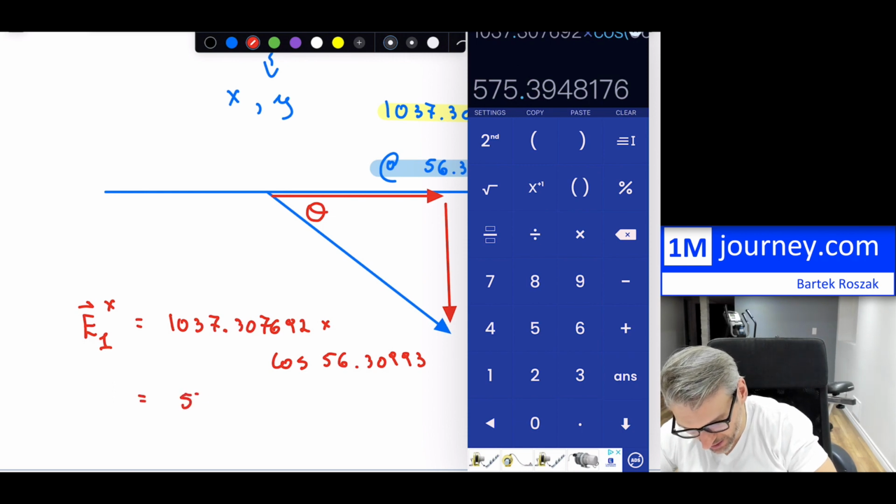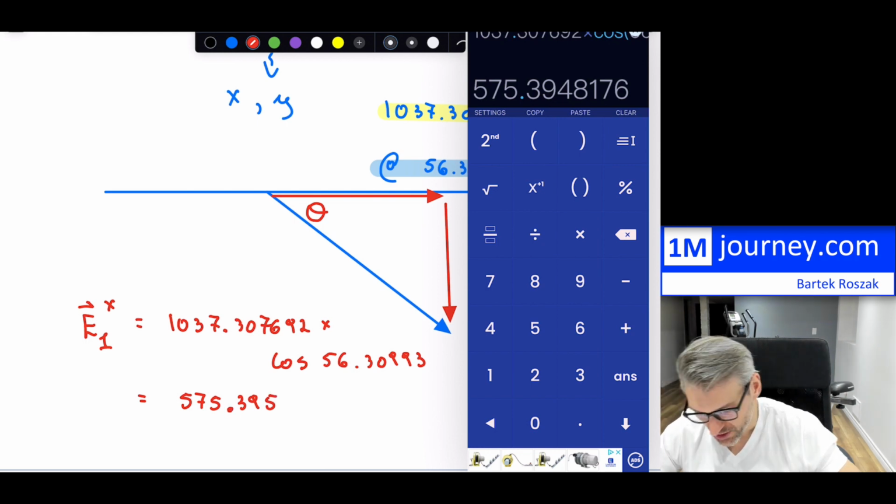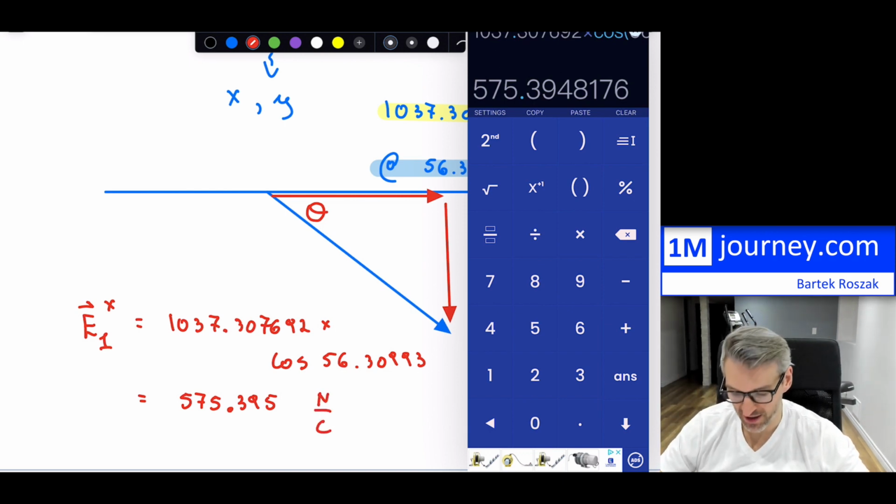So that's 575.39. I'm going to keep an extra decimal place in here. So that is, again, newtons per coulomb in the X direction. So that's the positive value.